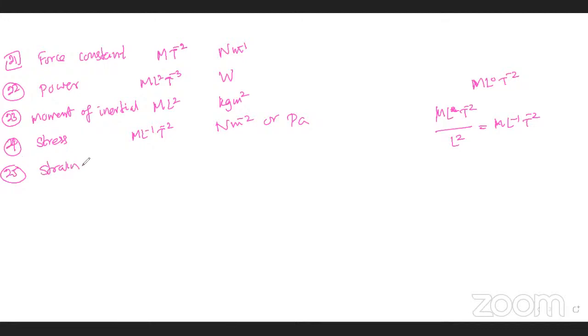Strain. Strain is extension divided by the initial length. Extension means also a length, and initial length is also length. So length divided by length is no dimension. Again, no dimension, zero dimension, and no unit.